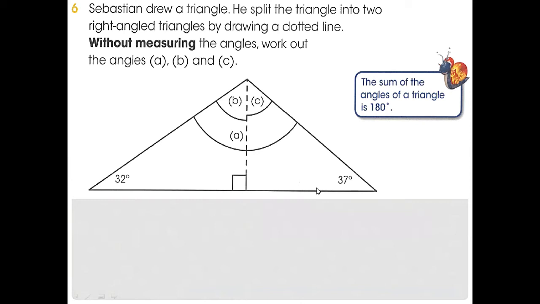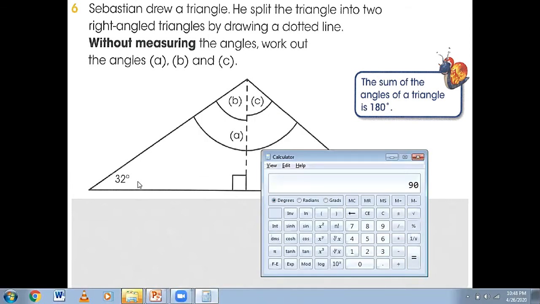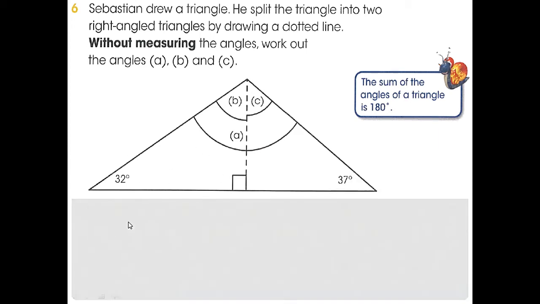So question number 6. We are finding the missing angle. Remember one thing: whenever you have a triangle, when you add all the angles, it must be equal to 180. So you have two angles. 32 is here, 37 is here. So what is this angle? That is more than 90. So 32 plus 37 is 69, then 180 minus 69. So your first answer A is 111 here.